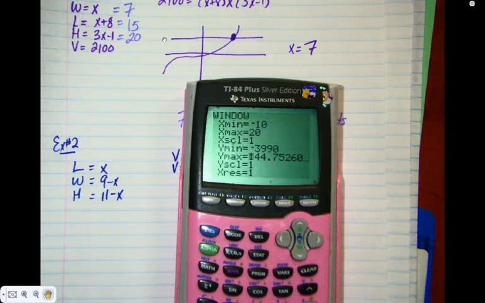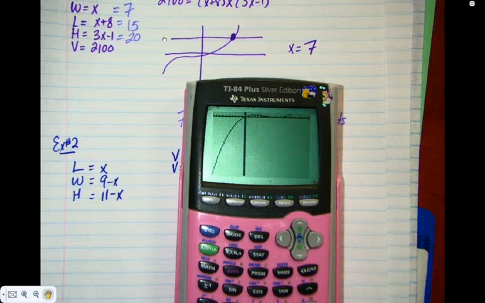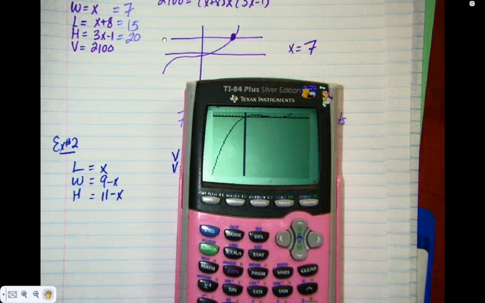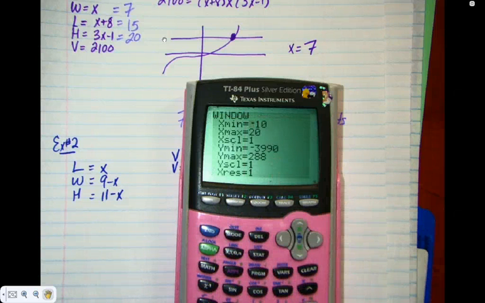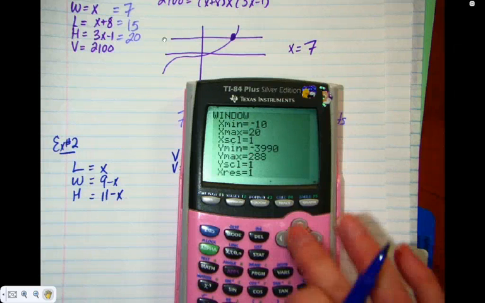Our Y max didn't give us enough because we need it to be higher. So again, when in doubt, double it if you're not sure. So let's do 288. Go to graph, see if that'll give us a better option. Yeah, a little more cubicness going on in there, but still not great. What does that tell us? Yeah, it just means we need to play around more with the numbers. So we still need way more Y max because we need some height in it.